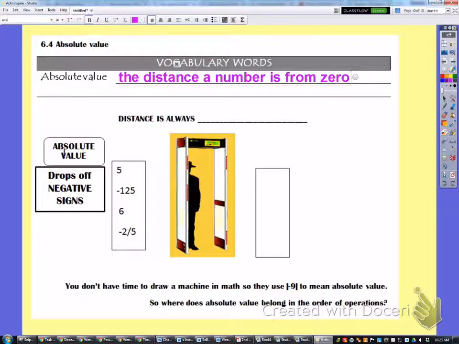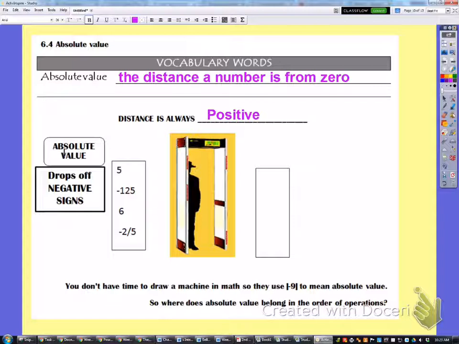Now, one thing you need to know about distance is that it is always positive. An example of this is if you go to Las Vegas and it's, let's just pretend it's 100 miles, you don't say I came home and traveled negative 100 miles. It's always positive. So, absolute value, basically what it does is it drops the negative signs off.